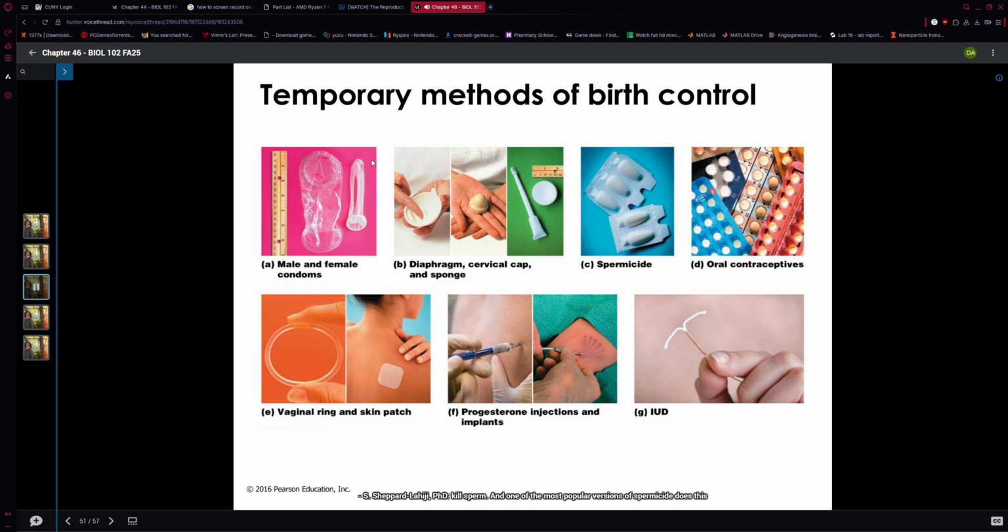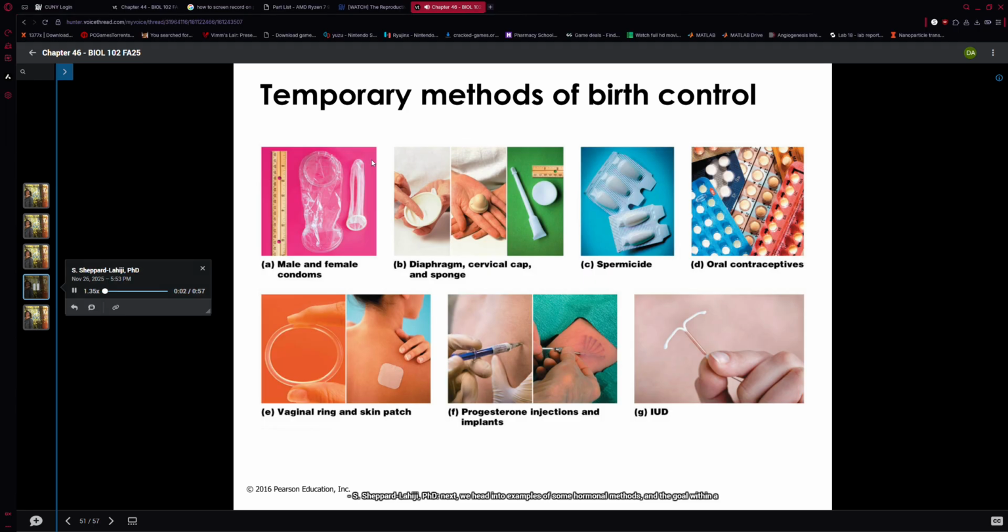And one of the most popular versions of spermicide does this through disrupting the plasma membrane. Now, while it's listed independently, spermicide all by itself is not a good protective option because it has a pretty high failure rate if used alone. So it really should be used in conjunction with either A or B. And some condoms will come with spermicides already applied.